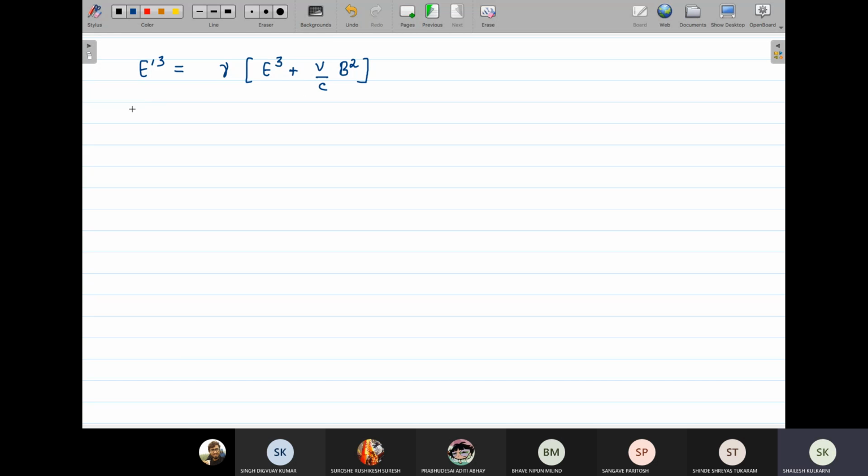Okay, so you have now the transformation of the electric field: E prime 1 equal to E1, E prime 2 equal to gamma E2 minus beta B3, and E prime 3 equal to gamma E3 plus beta B2.